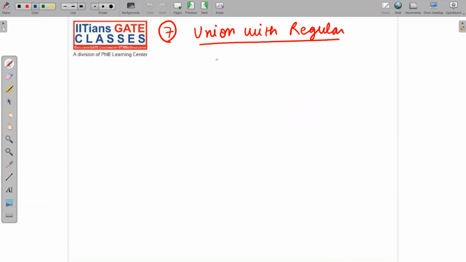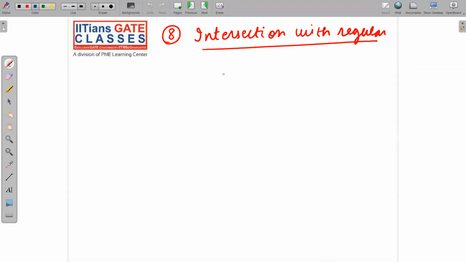Union with regular: all types of languages are closed, so you have to remember RE and REC will be closed. Intersection with regular: you already know every type of language is closed under union and intersection with regular. So RE and REC languages will be closed.